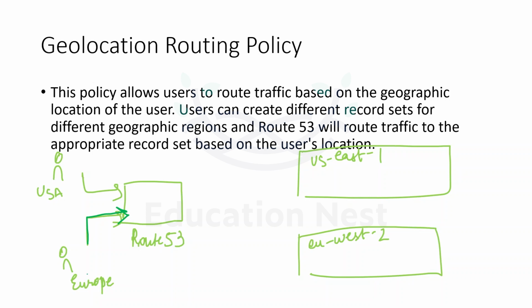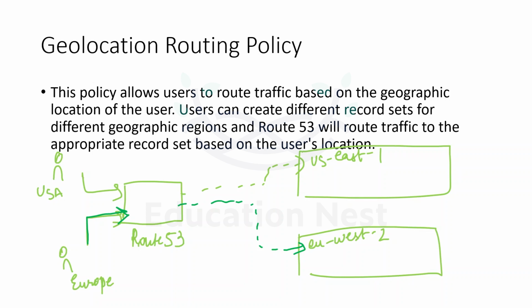Okay, the request coming from the Europe would be going to the Europe region. And the request coming from the USA would be going to the workload running in the USA region. So you can set the appropriate records based on the user's location and you can leverage this geolocation routing policy.